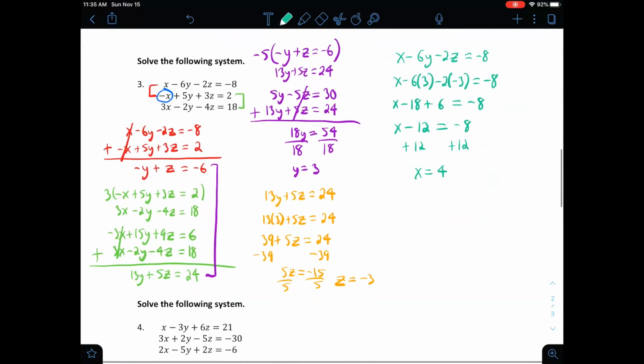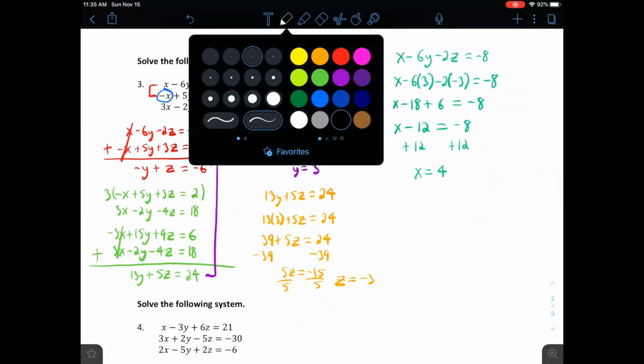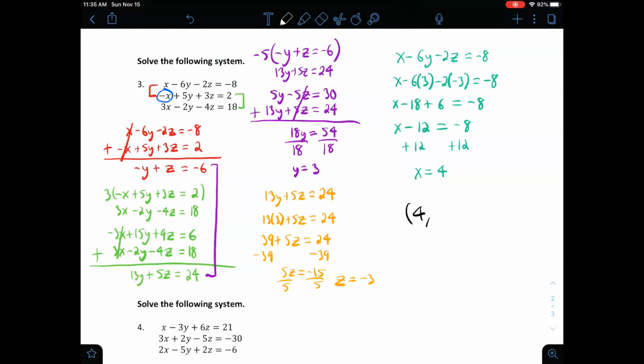So what's our final answer? We got x, y, and z. Our final answer is going to be x, which is 4, y, which is 3, and z, which is negative 3. And that is our final answer. A lot of work for one problem, huh? You guys are getting up to calculus level stuff here pretty soon. This is pretty tricky.